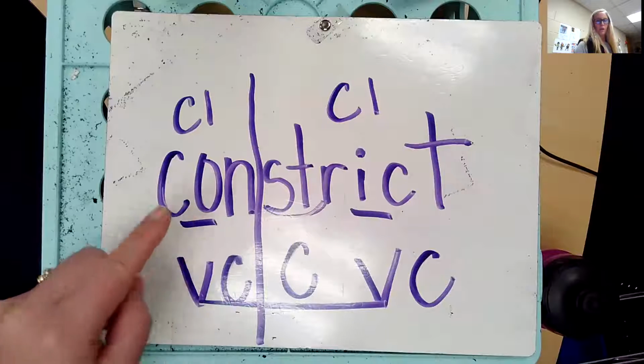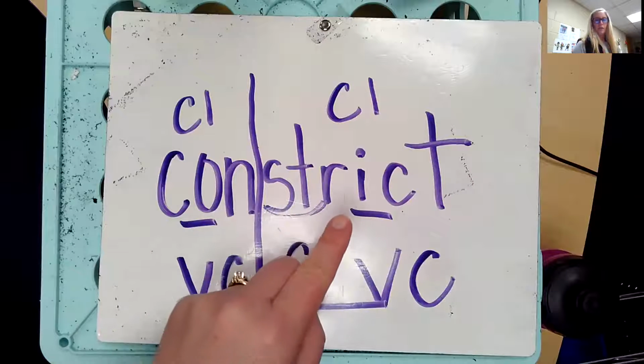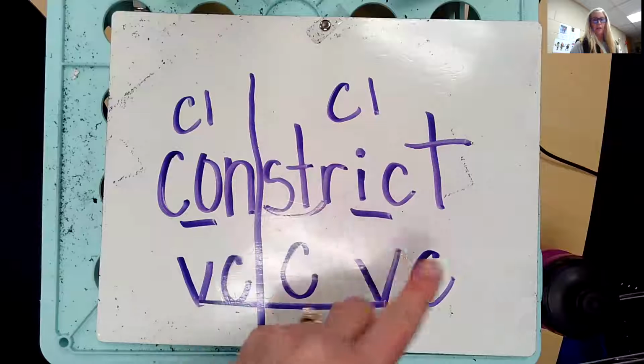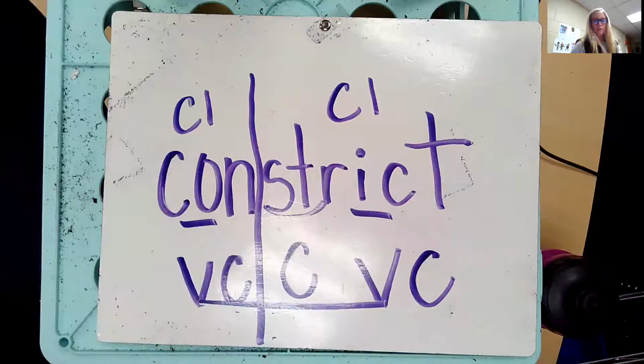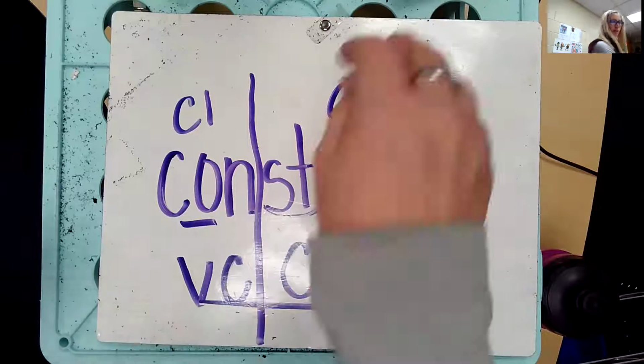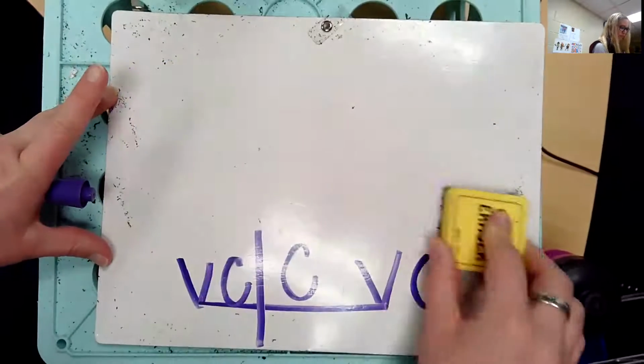Con, strict, constrict. Say it fast, constrict. Constrict means to press in or squish, to make smaller, okay, to shrink. If you think of a boa constrictor, that's a snake, and that snake squeezes its prey. All right, go ahead and erase your boards.